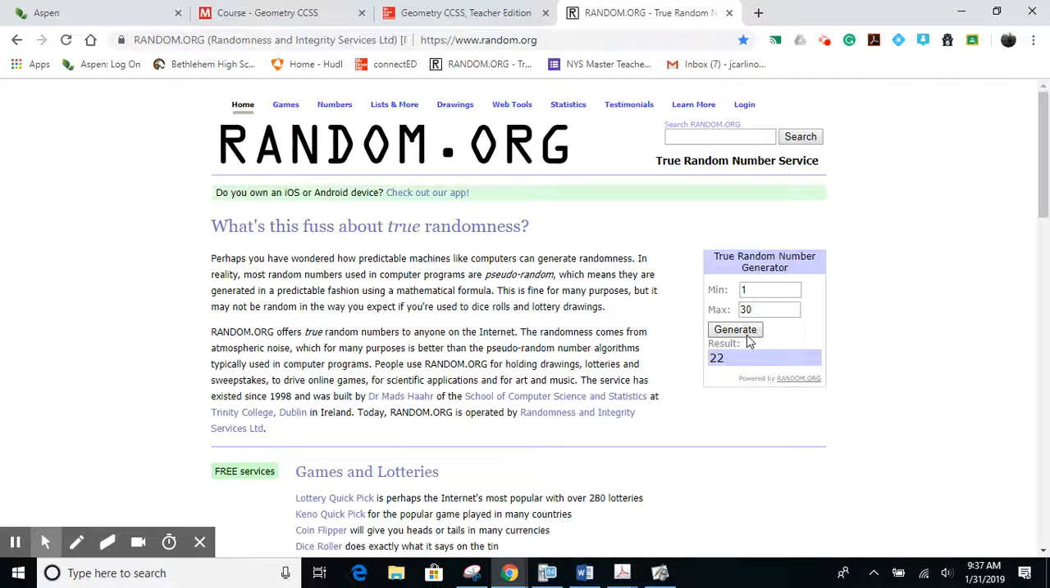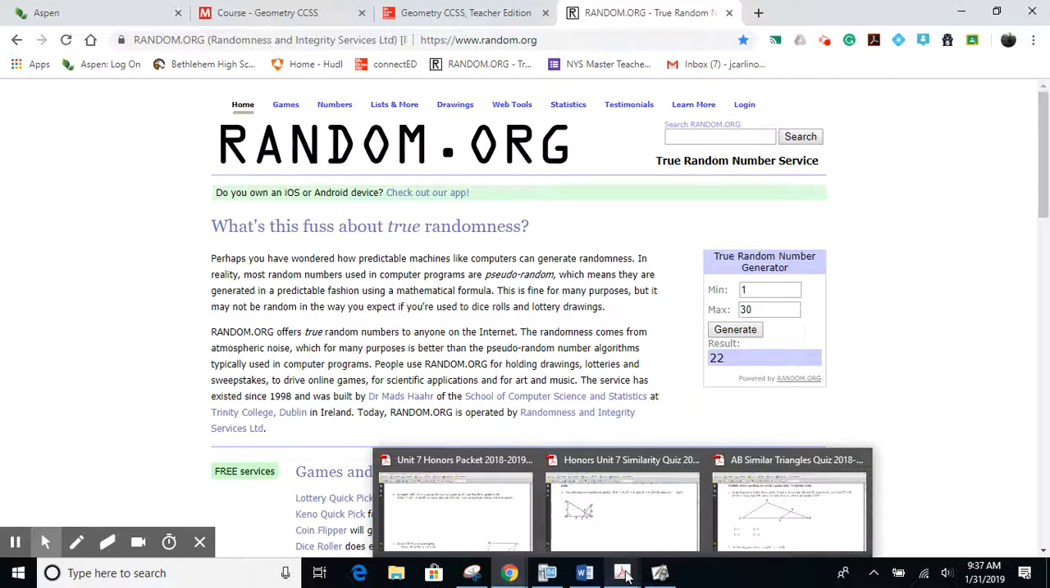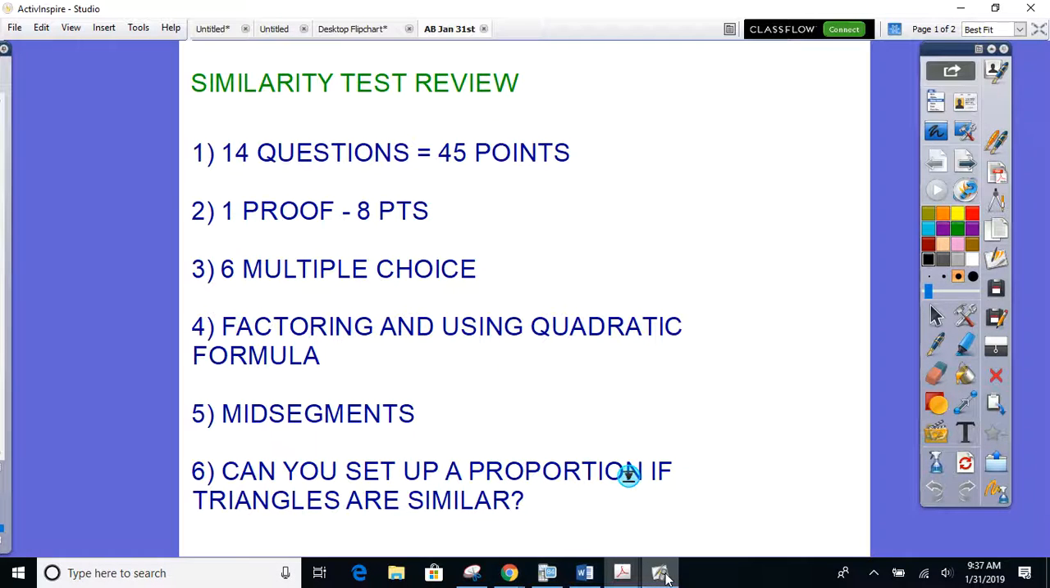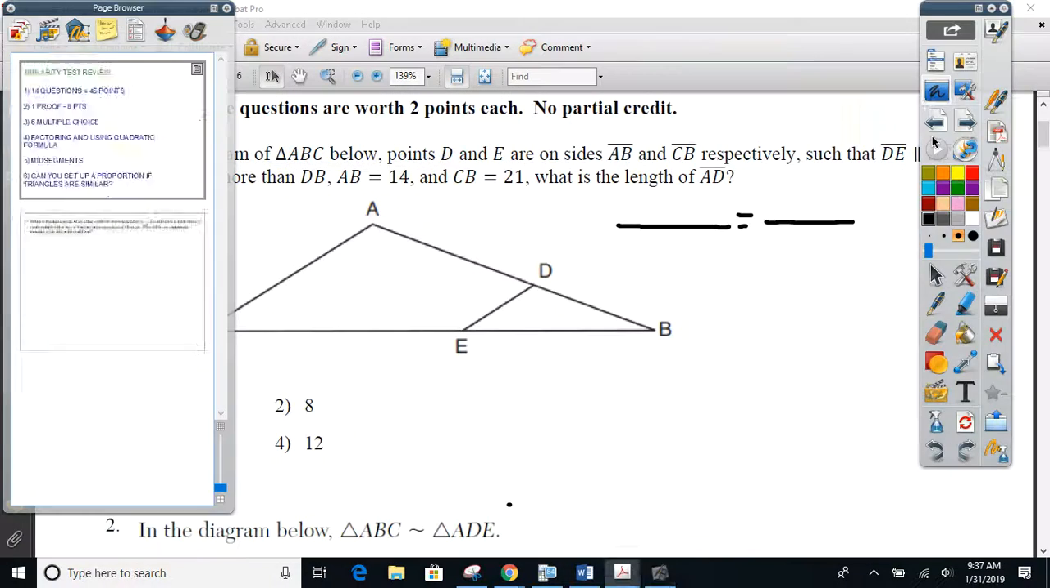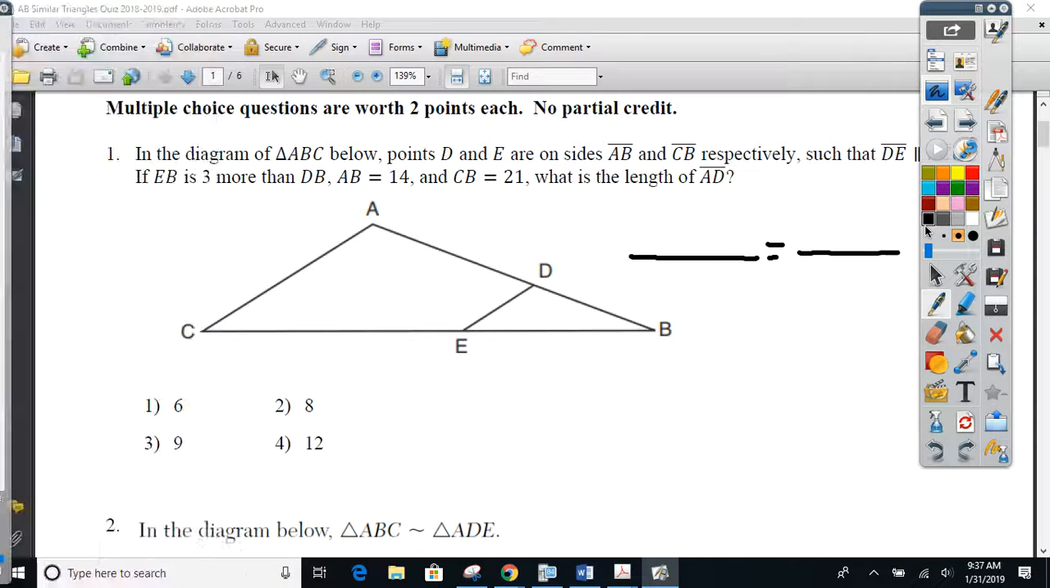Up first, 22. You're going to be 22. We got a 22. Okay, ready to beast this here, Madeline? Okay, just two sides that correspond. There you go. DB corresponds with AB. Good. Just so I don't have to go back and forth, pick another number 1 through 30.